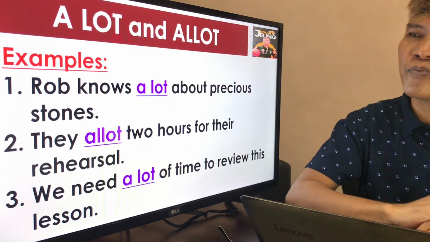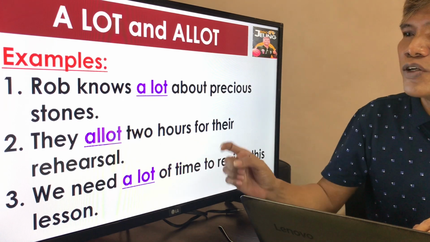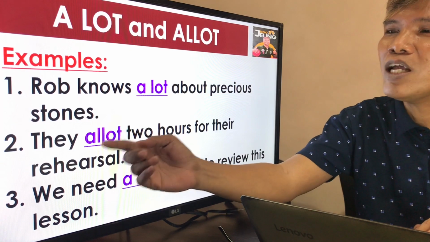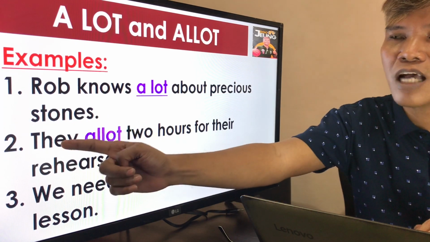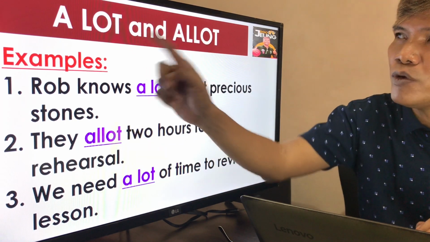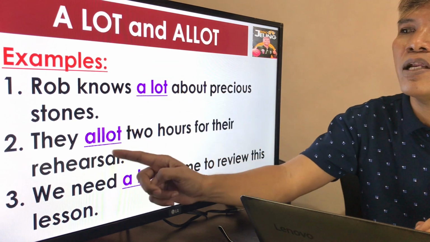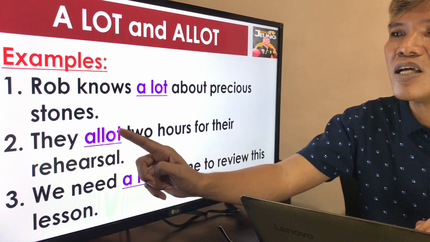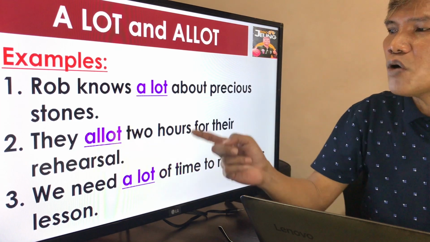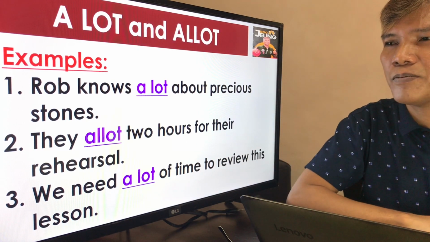Okay, number 2. They allot 2 hours for their rehearsal. Why do we use allot? Because we are looking for the verb. They is our subject. So, we need a verb, and between the two, allot is a verb. That's why we will use allot. Allot here is used as a verb for the subject they. So the sentence now is, they allot 2 hours for their rehearsal.